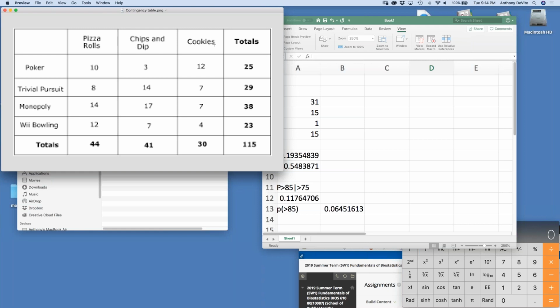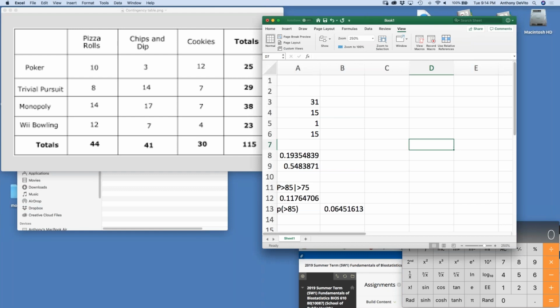Okay, so what if I were to ask you, what is the probability that a randomly selected person from these 115 people played poker on Friday night? Well, out of 115 people, 25 of them played poker. So the probability would be 25 over 115. Okay, so it'd be a little less than 22%.